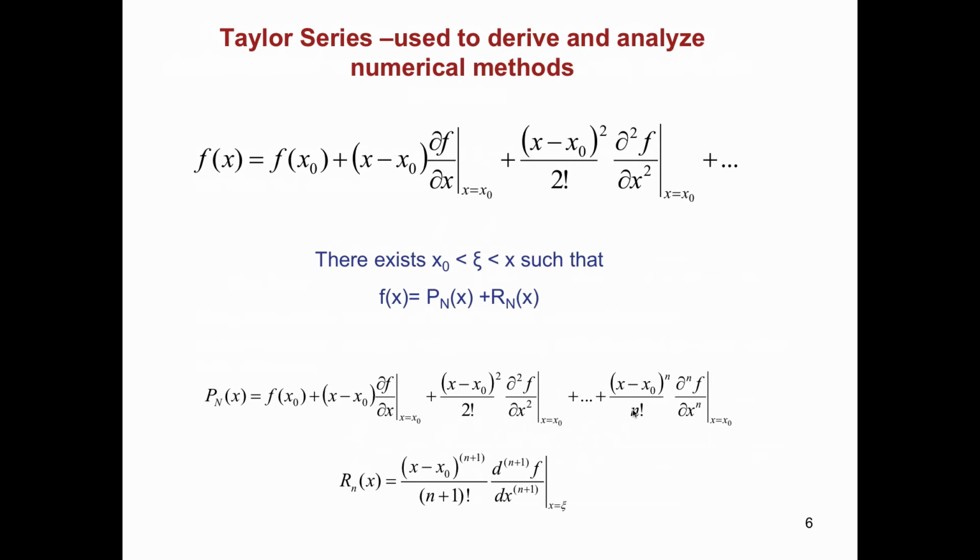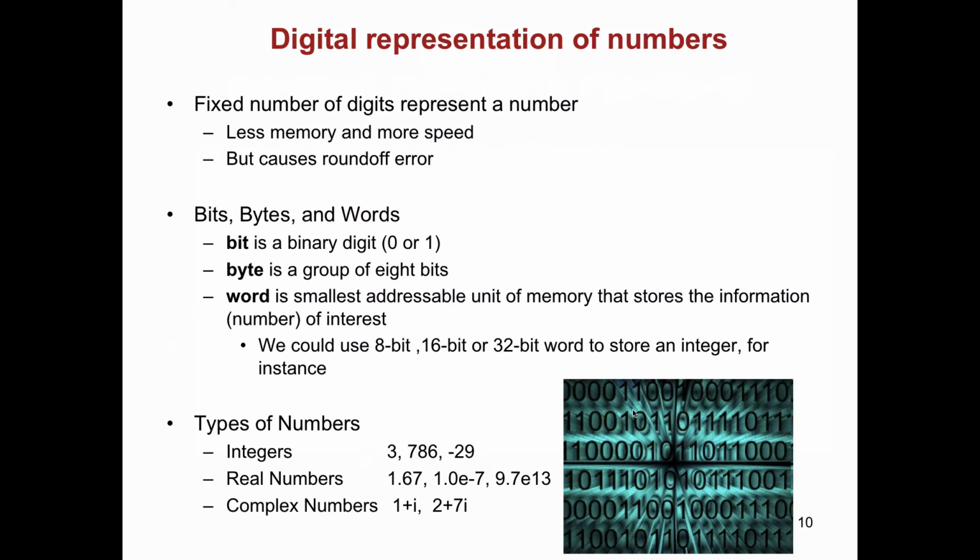Okay. So back to digital representation of numbers, we store different numbers differently. So we have integers, real numbers, and complex numbers. There's a fundamental difference between integers and real numbers. Complex numbers are really two real numbers. So once I decide how I store the real numbers, then I just need twice that to store a complex number.